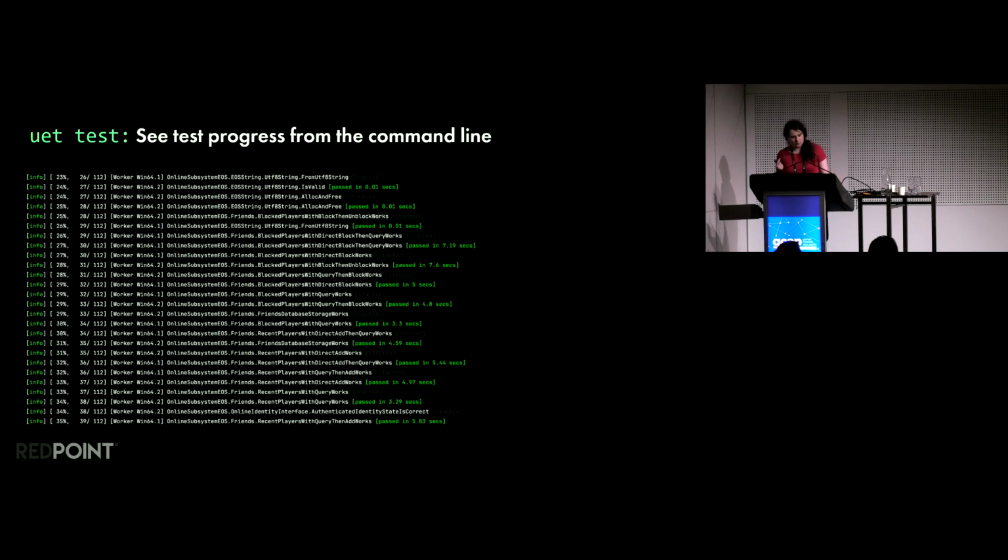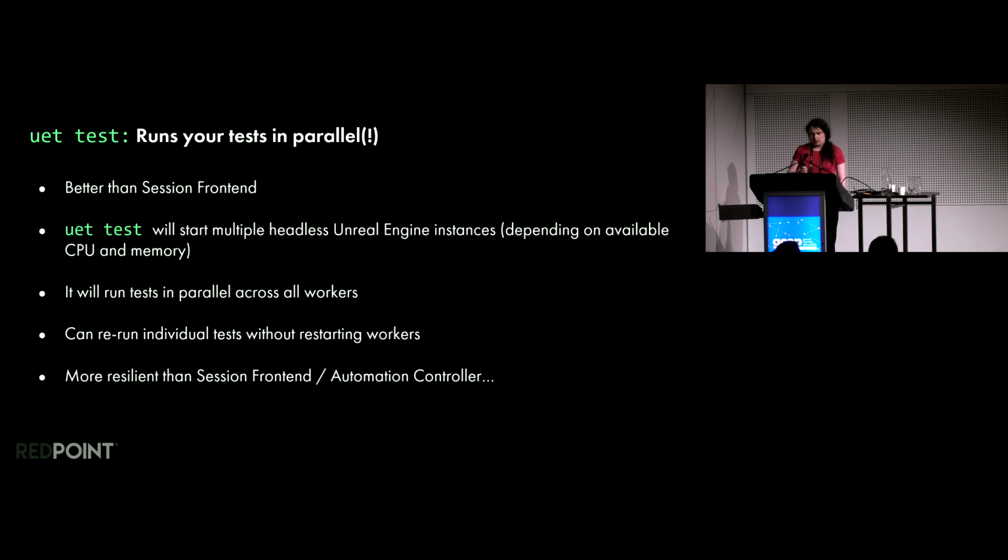When you're using UET test, it'll show you the progress of all your tests at the command line and tell you how long it took to run them, and so on and so forth. It'll also run all of your tests in parallel, which means it's better than the session frontend built into Unreal Engine. It'll start multiple headless Unreal Engine instances depending on the available CPU and memory on the current machine, and it'll run the tests in parallel across all of the workers. It can rerun individual tests without restarting workers, so if a test crashes a worker or if a single test fails, you don't have to restart the whole test run. It can rerun that individual test.